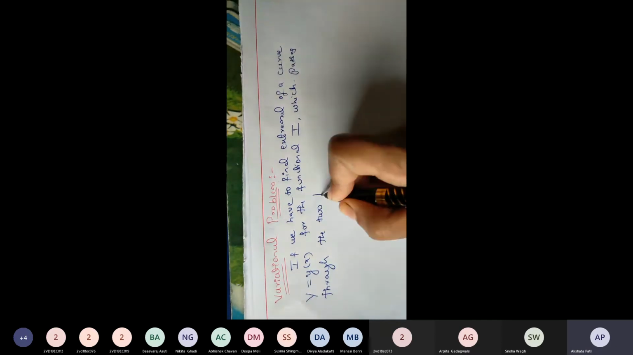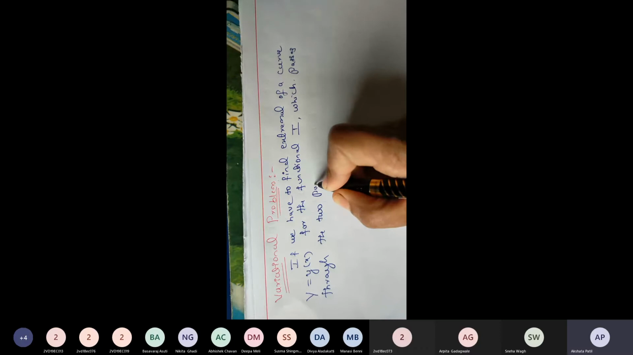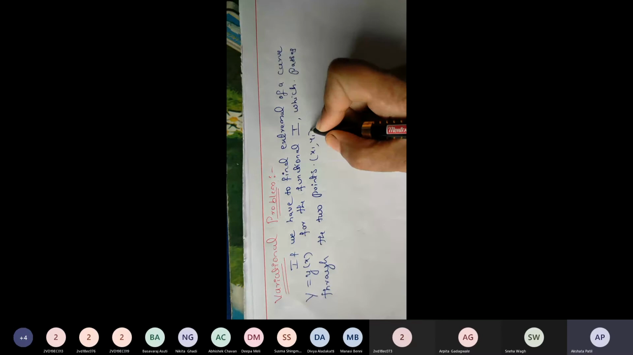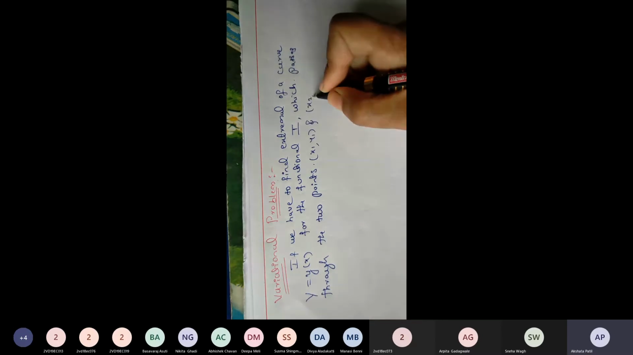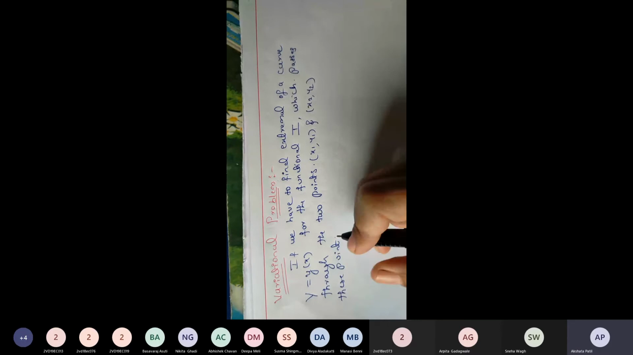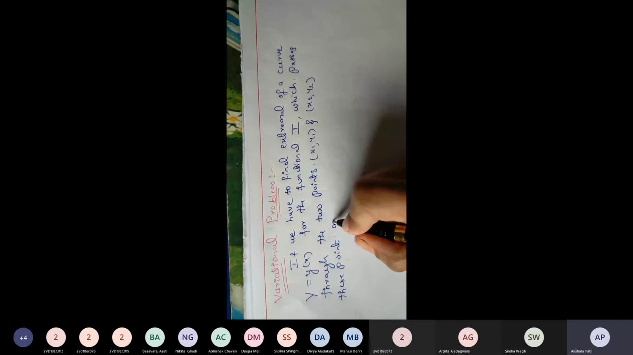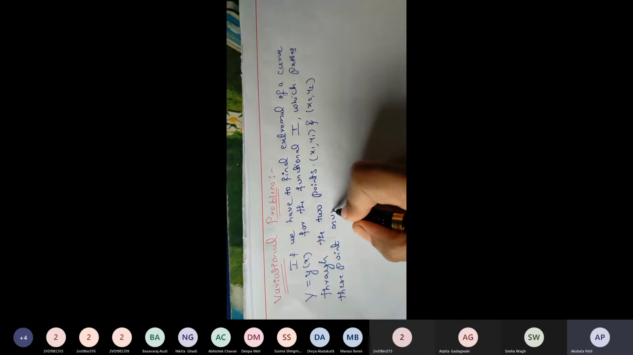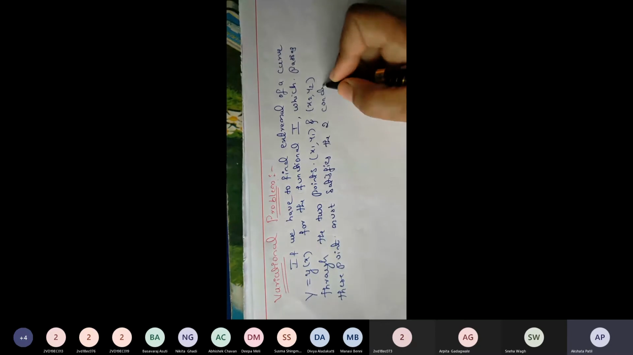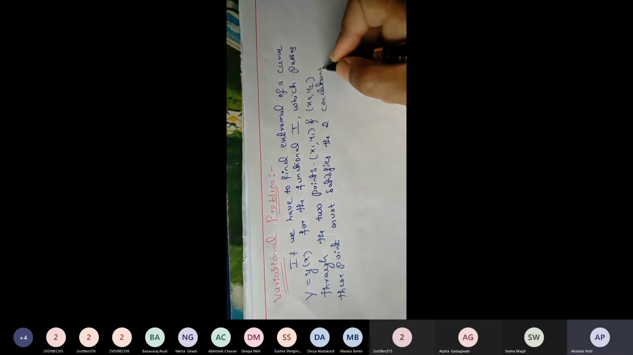the two points, that is x1 comma y1 and x2 comma y2. These points must satisfy the two conditions.